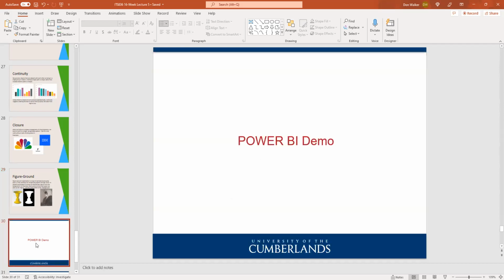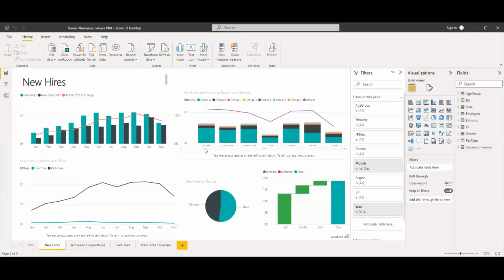Okay, so I wanted to switch over to Power BI and just show you real quick what this looks like. Let's see. So Power BI is a desktop application that you download for free from Microsoft. And it looks a lot like Excel, only when you go to do your graphs, it doesn't bother you with grid lines by default like Excel does.